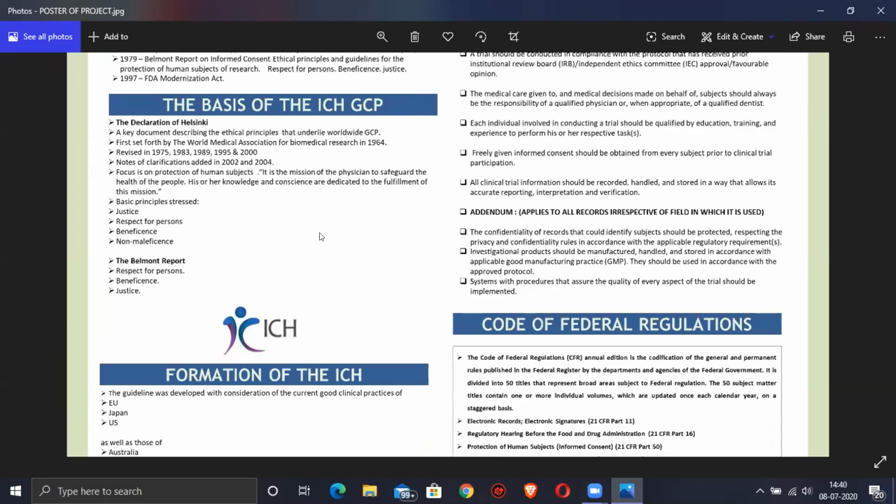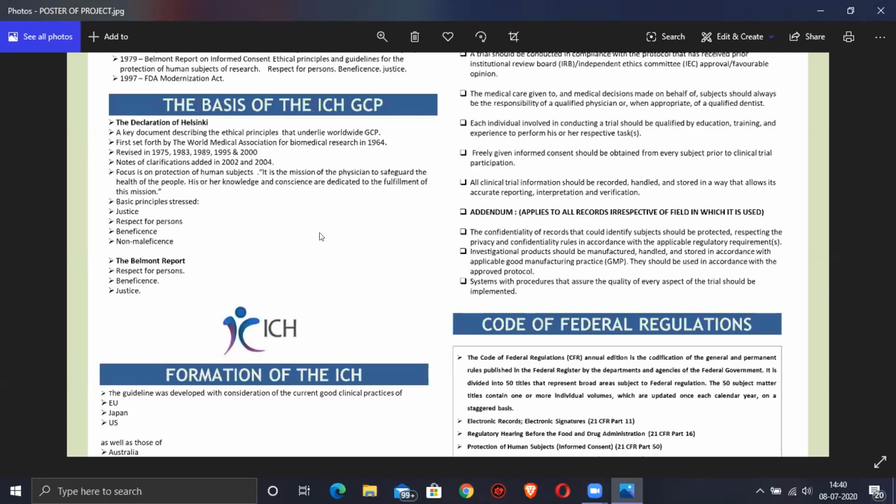One being the Nuremberg trials, which occurred after World War II, wherein many ethical violations were being investigated by Israel at the time, and because of that particular trial, many regulations followed. Then we have the most important declaration of all, the Declaration of Helsinki. It is a very key document describing the ethical principles that underlie the worldwide GCP which is being used today.